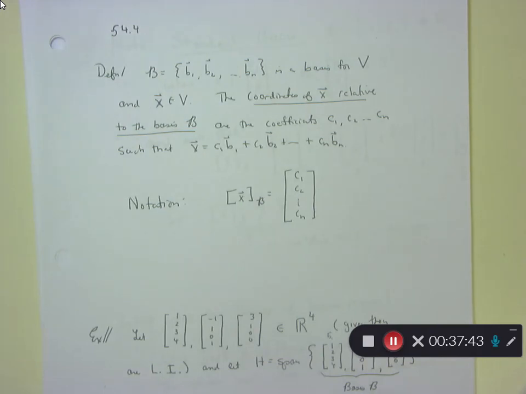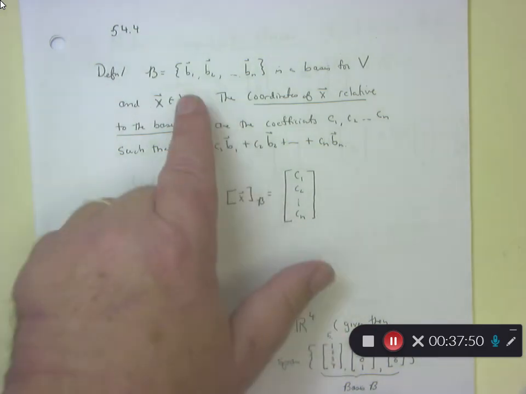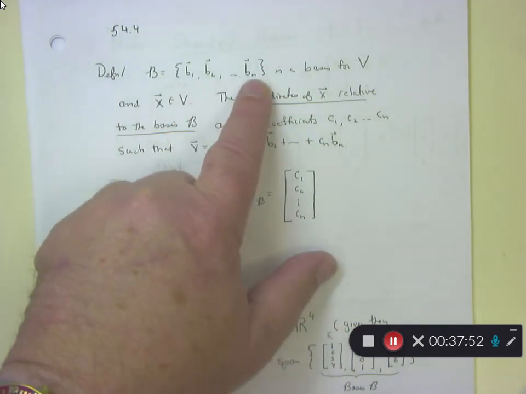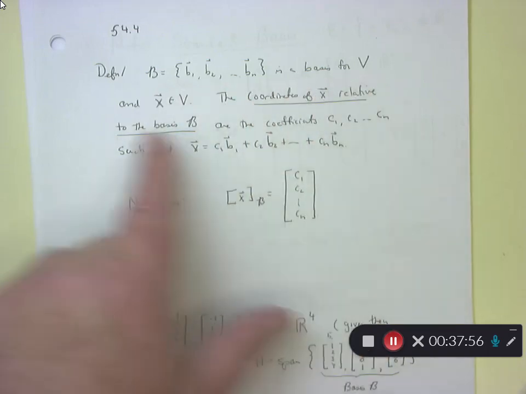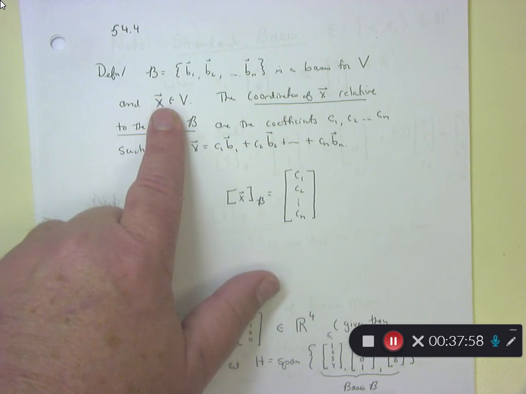And we're not very standard here, so B for basis here. B1 vector, B2 vector, out to the Bn vector. This is a basis, which means these guys are linearly independent here. It's a basis for V. And X is an arbitrary vector here.